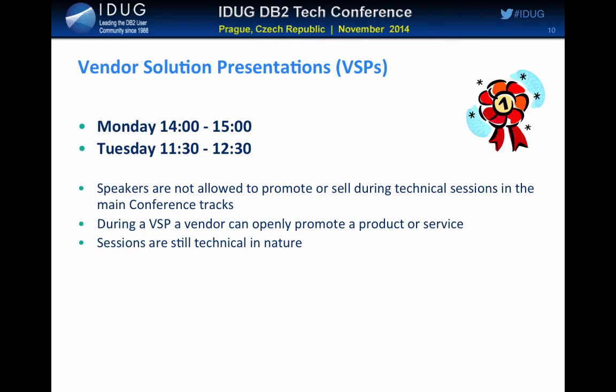During the main track sessions, we have several vendors speaking, but they're not allowed to promote or sell during technical sessions in the main conference. But on Monday afternoon and on Tuesday morning, there are dedicated slots where the vendors can openly promote their products or services. The sessions are still completely technical in nature. You can get details of them in the Pocket program or on the website in advance.